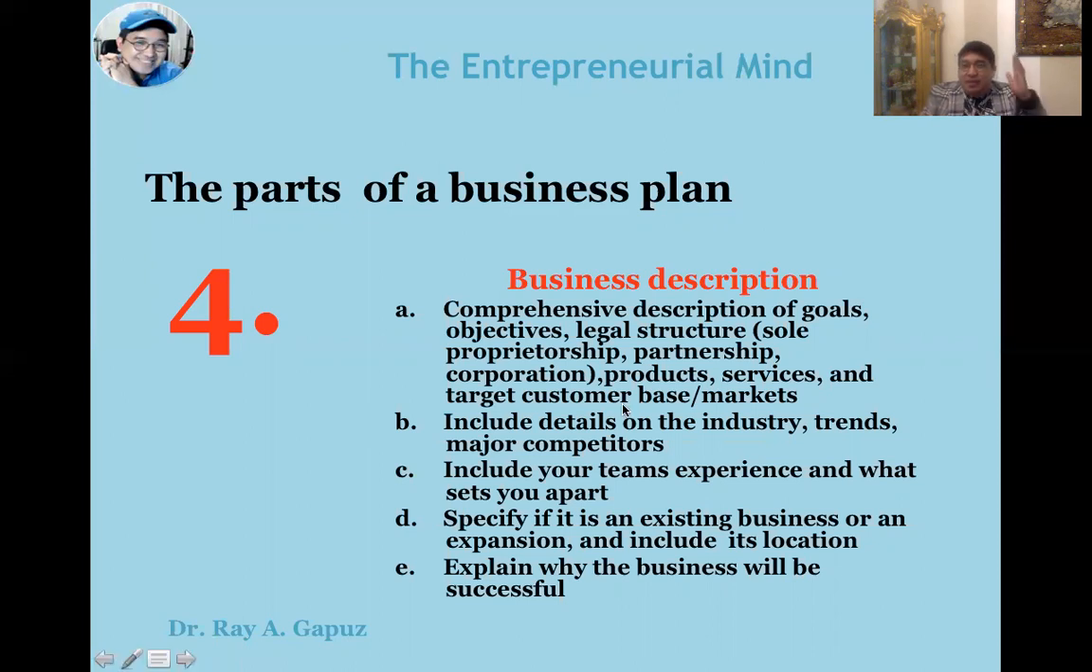And then the star of what you need to discuss and describe in a comprehensive way would be your products or services. That is the star of this part. And then, of course, definitely, who will use it? So you have to know your target customers, your base, your market. Make sure that when you identify your market, it is capable of supporting what your business operations would entail.